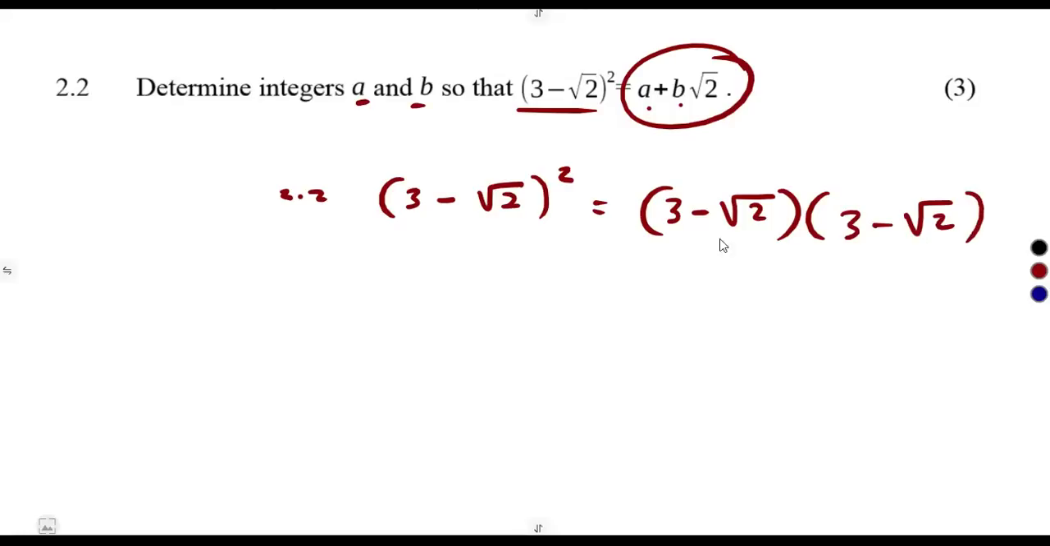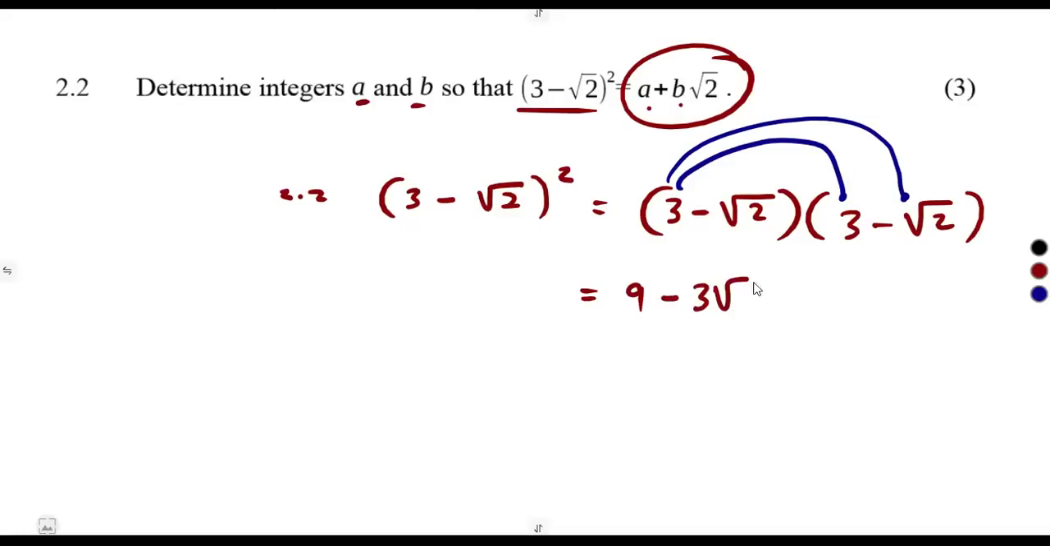So remember your expansion, the FOIL method. 3 has to multiply everything in the second bracket. So that's 3 times 3, which is going to give us 9. 3 times this square root of 2. There's a minus there, so it's minus 3 square root of 2. You are done. You move on to this minus square root of 2. It multiplies this 3. So it's minus square root of 2 times 3, which is what? Minus 3 square root of 2.